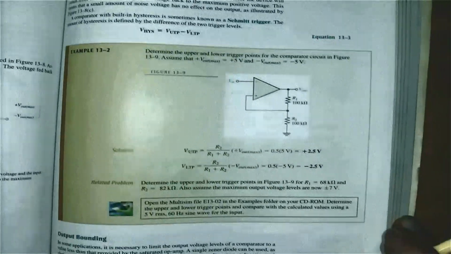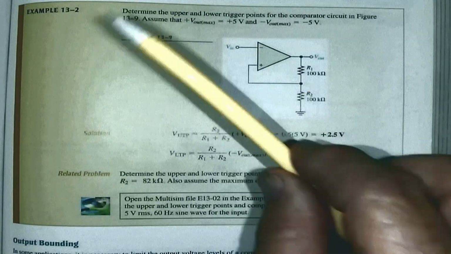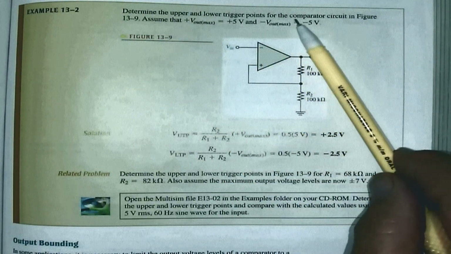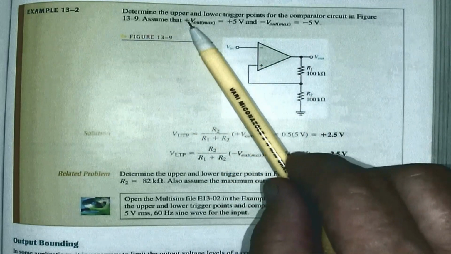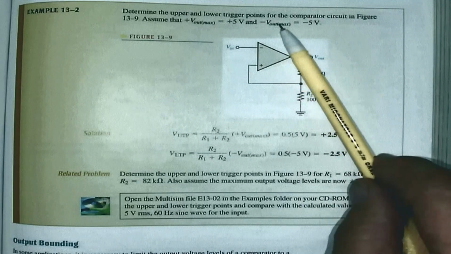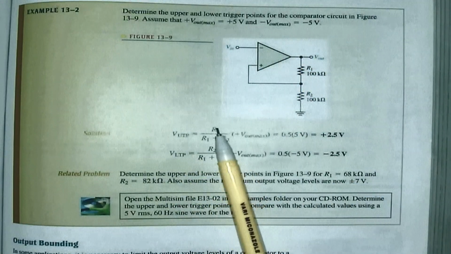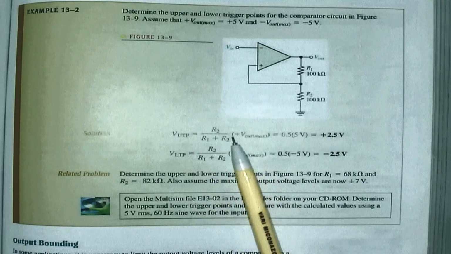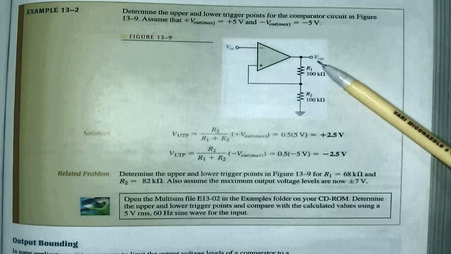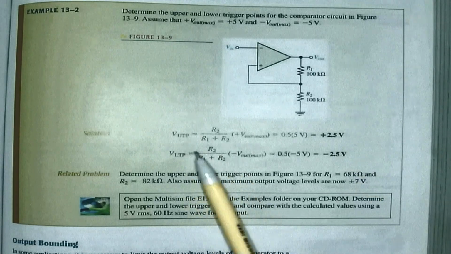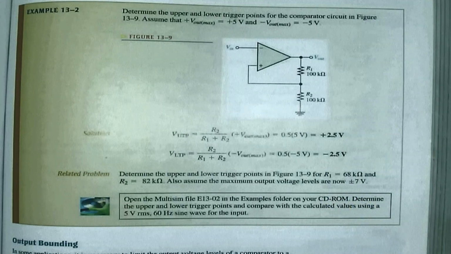Let's have a look at this example. They say determine the upper and lower trigger points for the comparator circuit in figure 13.9. Assume that plus V out max is plus 5 and minus V out max is minus 5. All right? Upper trigger point is R2 over R1 plus R2 times that, and that will give me 2.5 volts, because R1 and R2 have the same value. That's why it will give me 0.5. And for the lower trigger point, minus 2.5 volts.